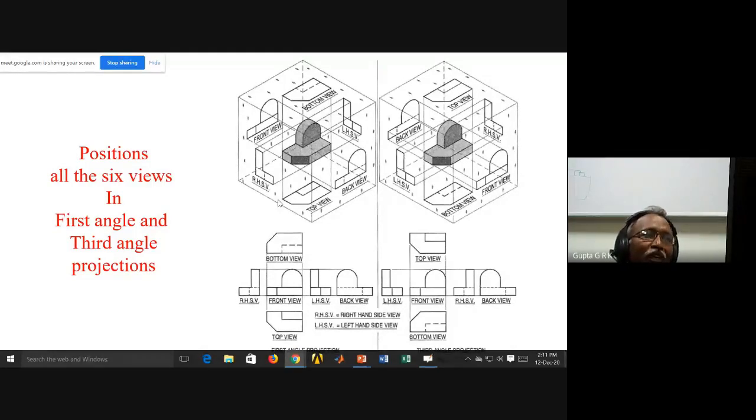But if you want to draw all the 6 views, it comes like this: front view here, top view below, bottom view above, and left side view on the right side, right side view on the left side, and back view comes here. Okay, but when we are drawing third angle, top view comes top, bottom view comes bottom, left side view comes left side, right side view comes right side. Okay, so that is third angle. This is the way if I have to draw all the 6 views, it comes like this.